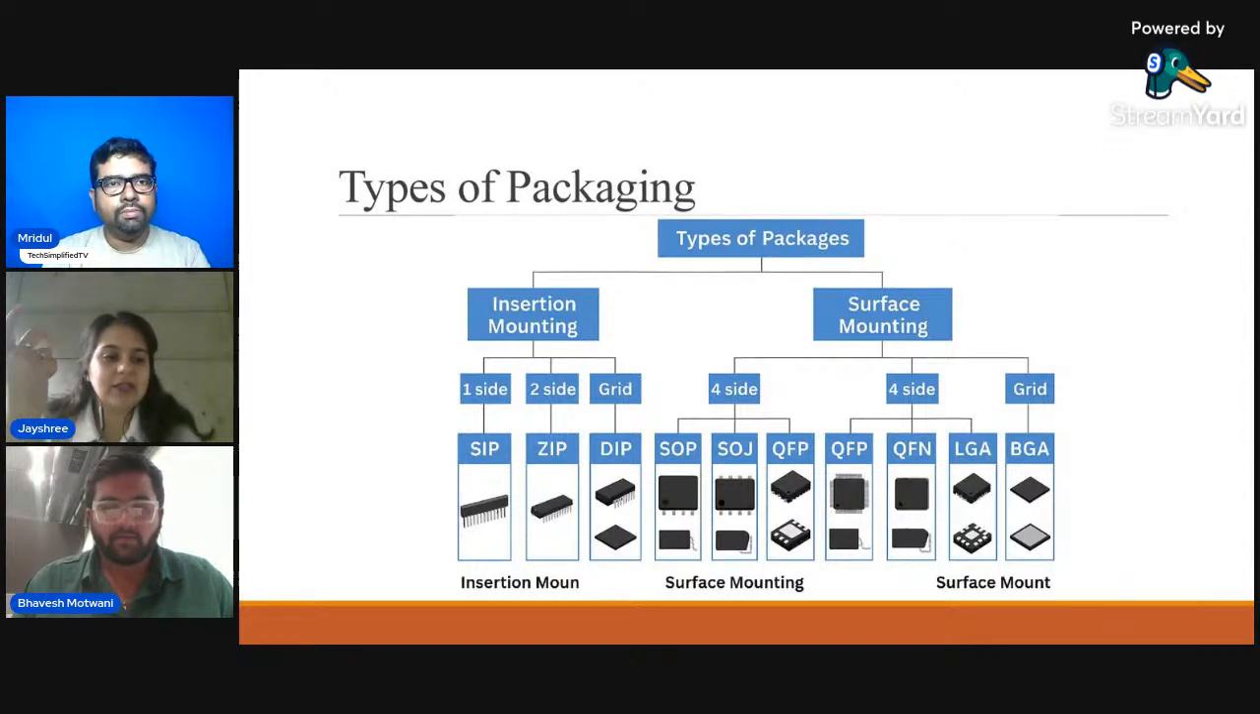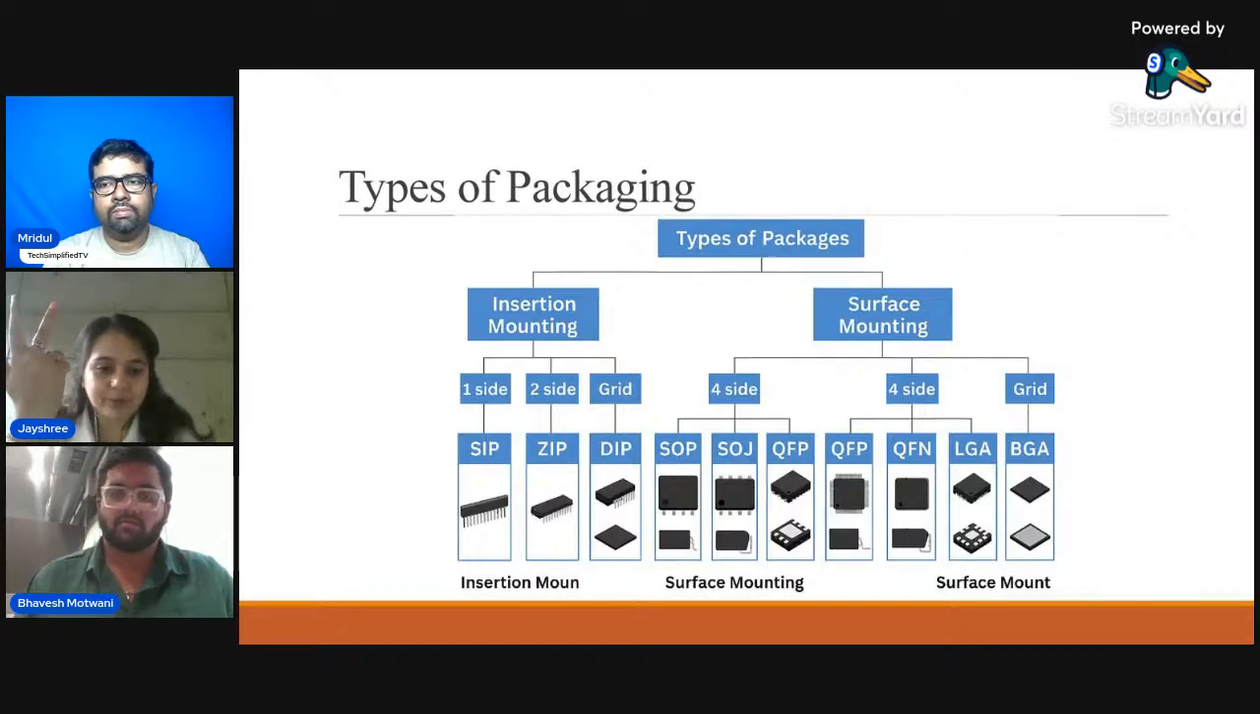Then BGA, ball grid array. It is an array of solder balls on the bottom, and we put the device over it. It is excellent for thermal and electrical performance, where we are supposed to maintain these conditions, and it is basically used in CPUs and GPUs.